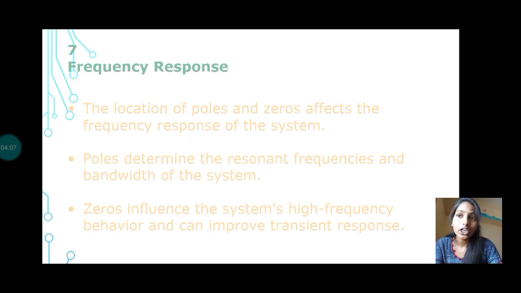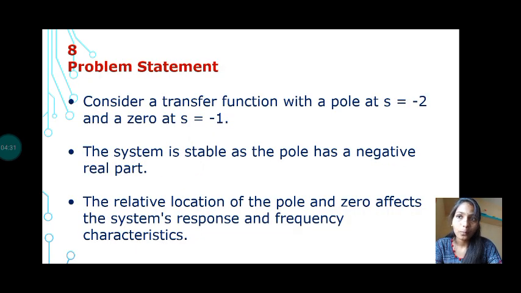Frequency response. The location of poles and zeros affects the frequency response of the system. Poles determine the resonant frequencies and bandwidth of the system. Zeros influence the system's high frequency behavior and can improve transient response.